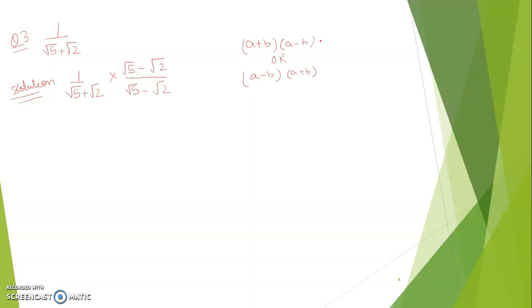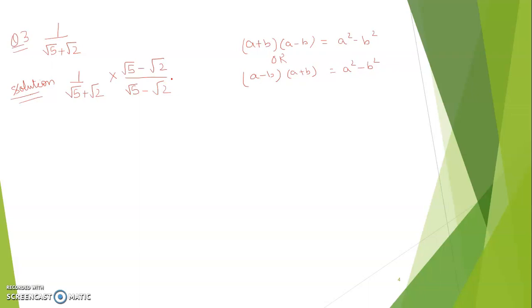Does not make any difference. It is same, which is equal to A square minus B square. So either you write the negative term first or the positive term afterwards, it does not make any difference. A plus B into A minus B is A square minus B square. A minus B into A plus B is A square minus B square.